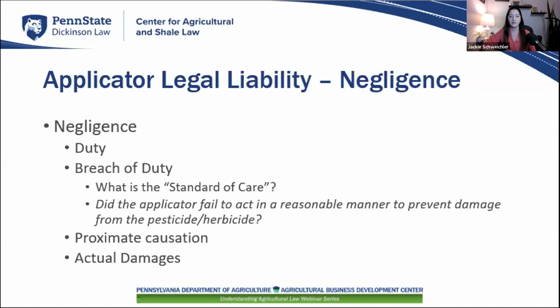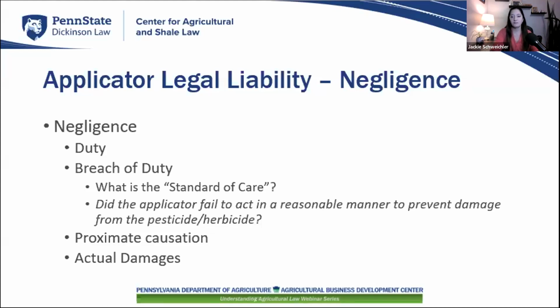This complicates things a little in that we have to answer another question: what is the standard of care? The standard of care is going to be what a reasonable person would do in similar circumstances. So did the applicator fail to act in a reasonable manner to prevent damage from the pesticide? So if you're not applying the pesticide according to the label, you're failing to meet the standard of care. But the problem is that if you follow the label, but you don't apply your pesticide in the way that everyone else says is the safest way, then you might also not meet the standard of care.